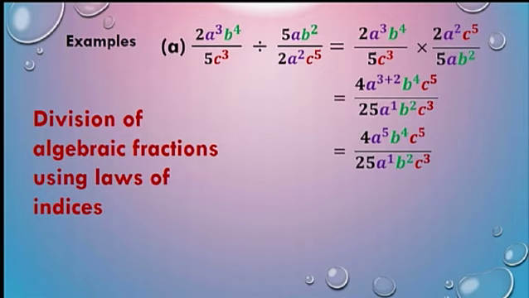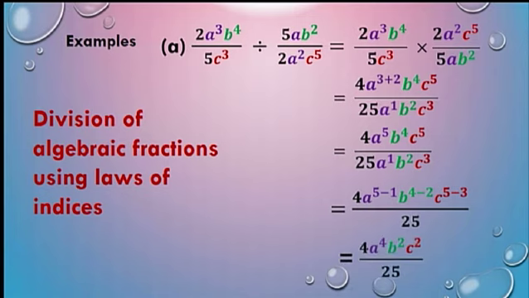Since we have common terms in the numerator and denominator, now we're going to perform this division using the division law of indices. Remember that the division law of indices means having the same base, you subtract the powers. So we have 4a power 5 minus 1, b power 4 minus 2, c power 5 minus 3 over 25. Simplifying the numerator, we are left with 4a power 4, b power 2, c power 2 over 25.